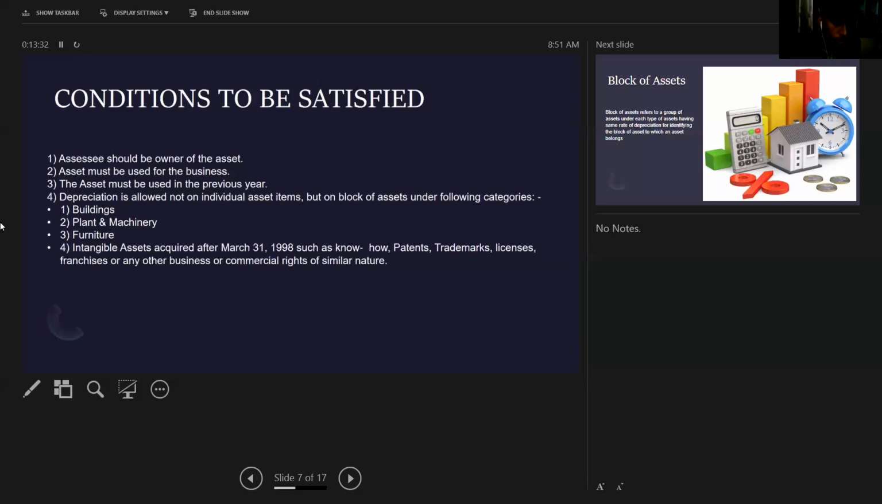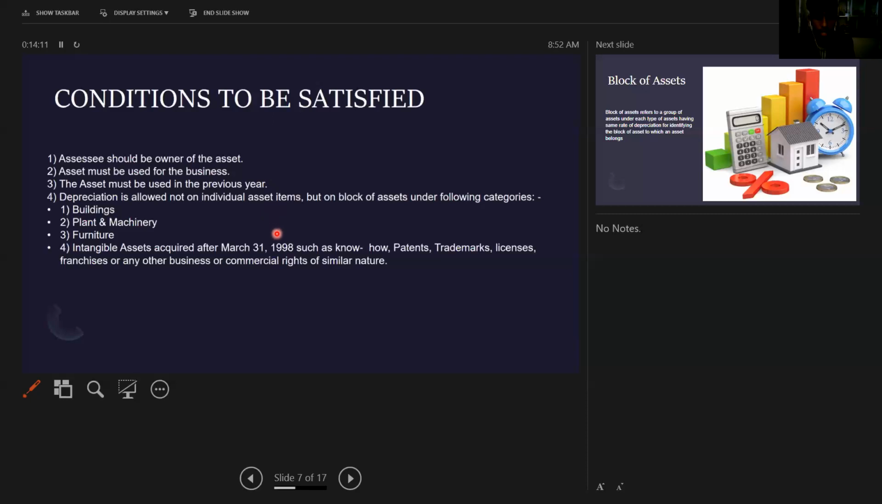Now, let's go on to the first point. Here we can see assessee should be the owner of the asset. So the asset on which I'm proposing to claim depreciation has to be under my ownership. It can be wholly or partly. So let's say there is a building and it has two blocks. Now, if either I own a part of the building or the entire building, the ownership remains the same. So the thing here is it's the legal right.